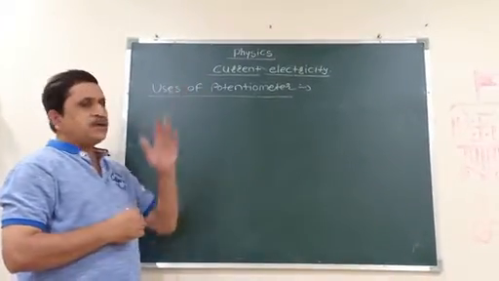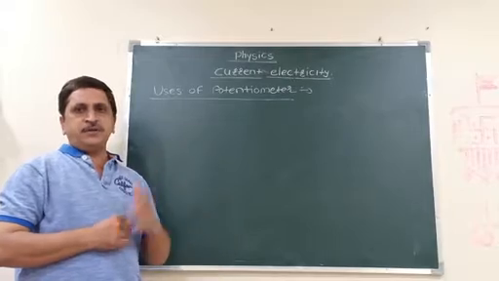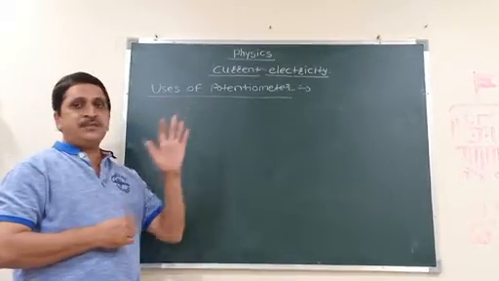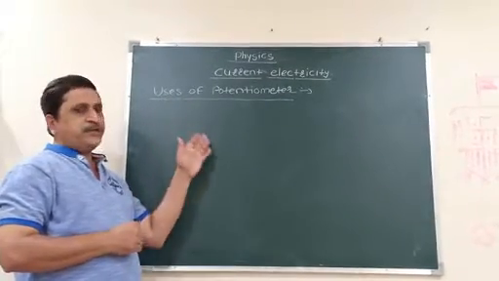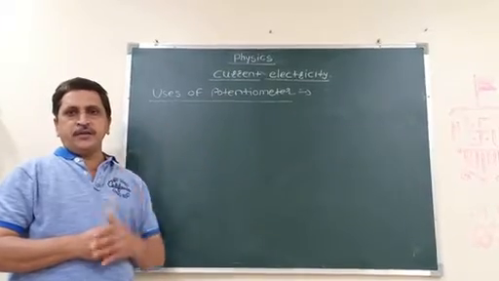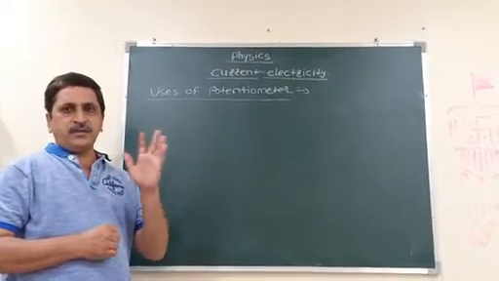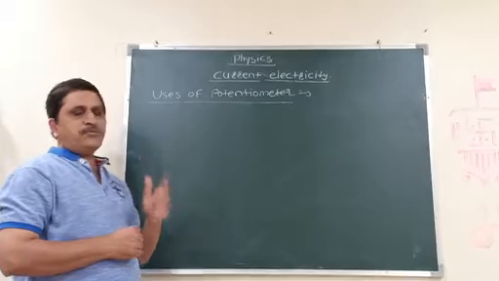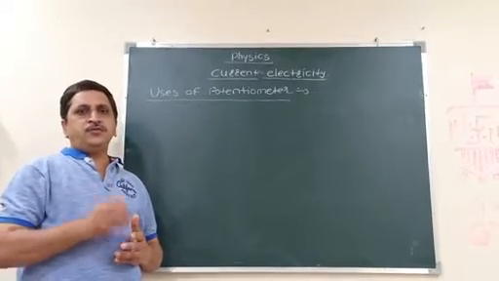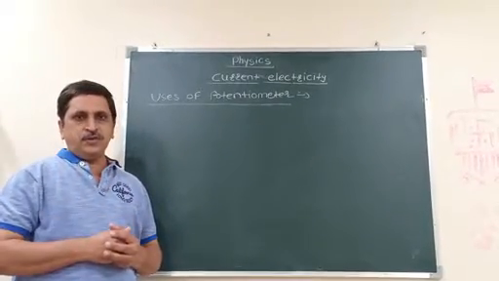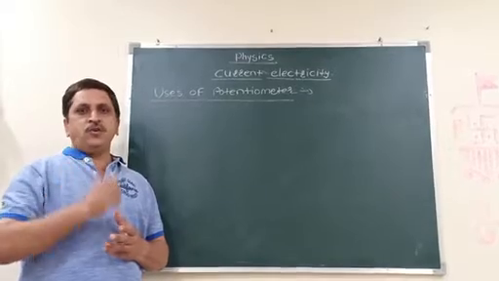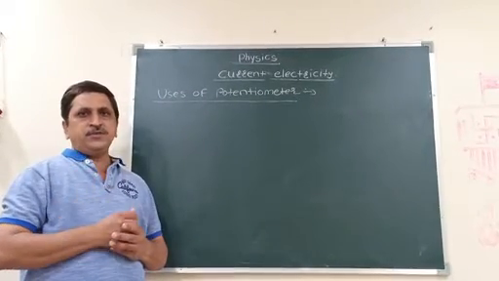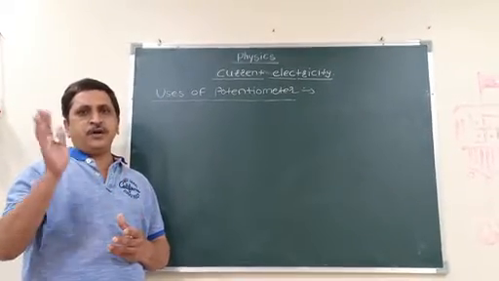Now, for this chapter, current electricity, in the first period we have seen some basic terms. That means point charge, electric field, electric intensity, electric potential, etc. Then after that, what we have seen? We have seen Kirchhoff's first law and second law. Kirchhoff's first law is also known as law of current. That means in that case, we are writing summation of I is equal to 0.